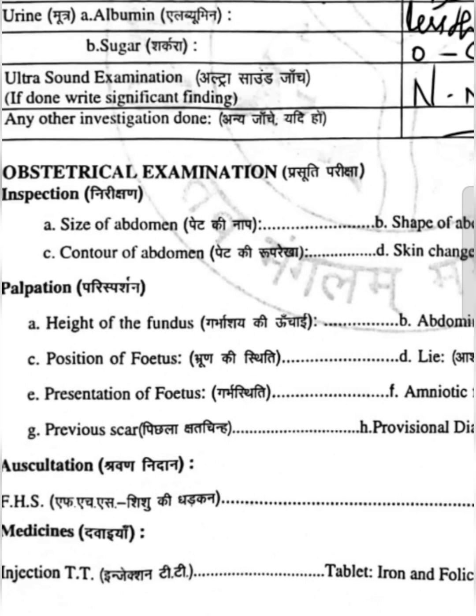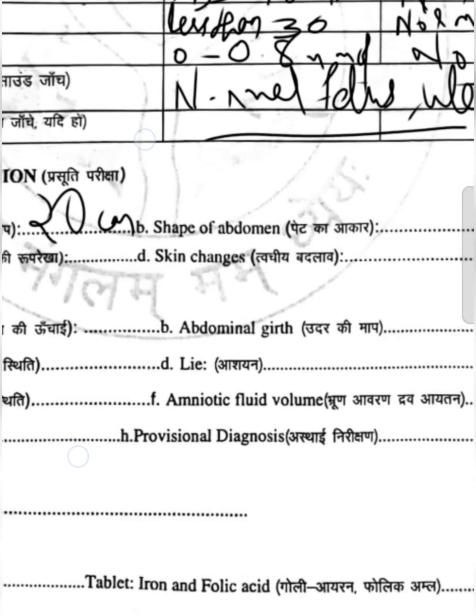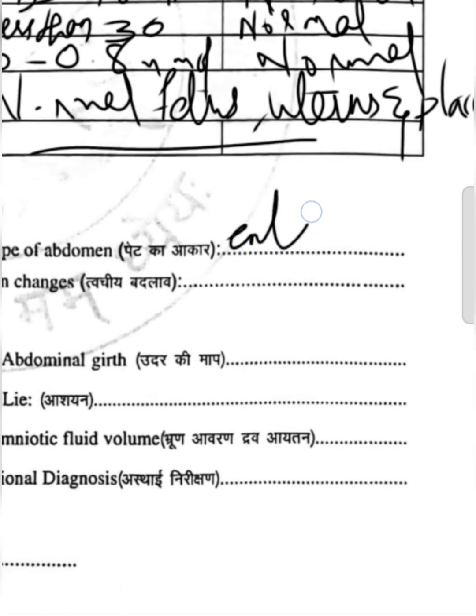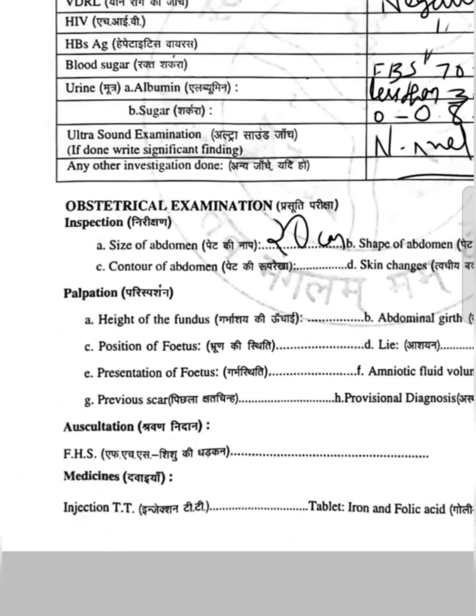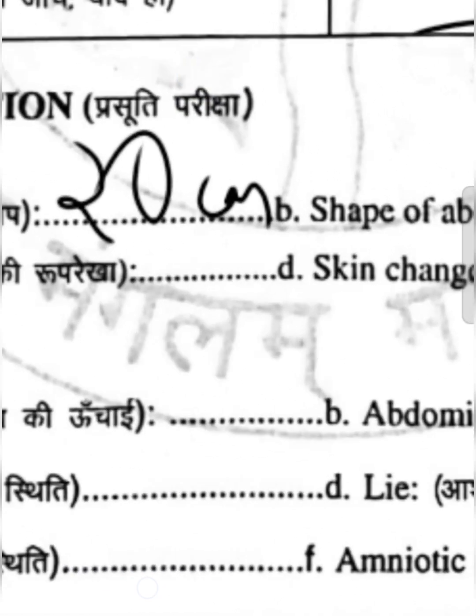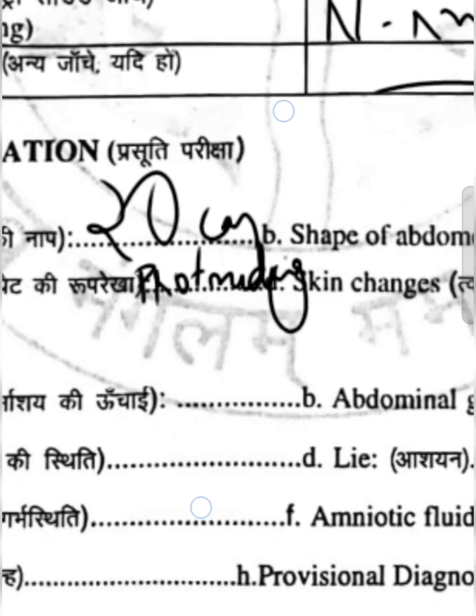On inspection, we need to write the size of the abdomen. Here our mother is at the 24th week of gestation, so the abdominal circumference is 20 centimeter. Maybe it will change. The shape of the abdomen is enlarged, so I am writing enlarged here. Next one is contour of abdomen. It is protruding because the uterus is enlarging.